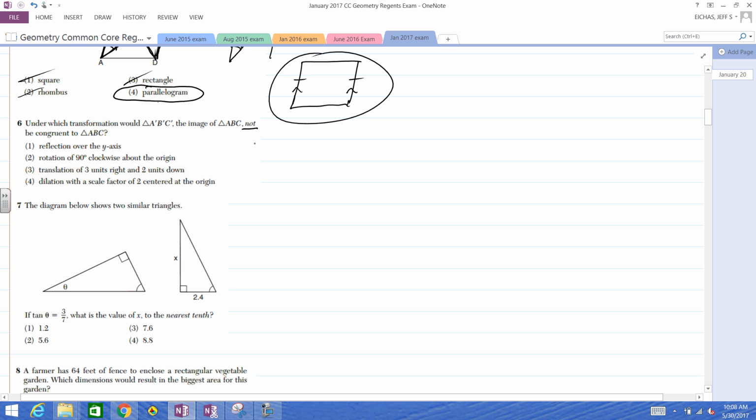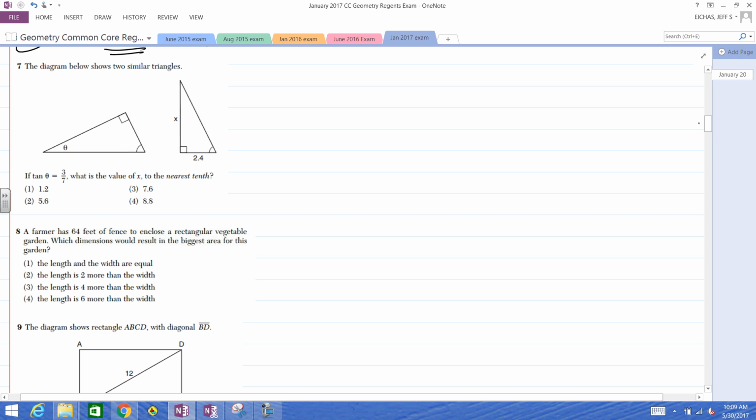All right, not congruent. So we're looking for transformations that are not rigid motion transformations. That's what we're looking for, not rigid motion. Well, line reflection is rigid, so we got to throw it out. Rotation is, and translation is. The only one that may change size is dilation. Scale factor 2 will change the size. So that's the one we want. All right, here goes number 7.